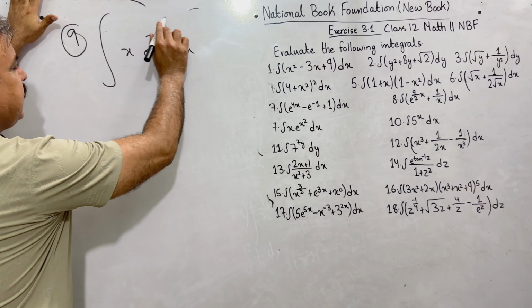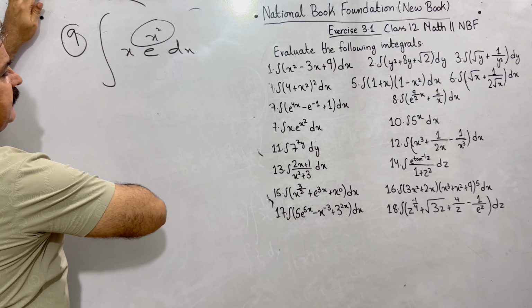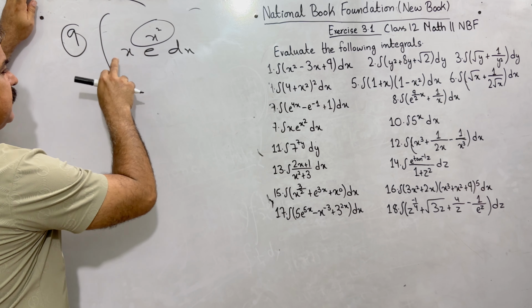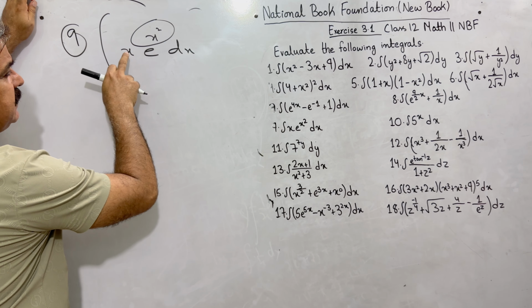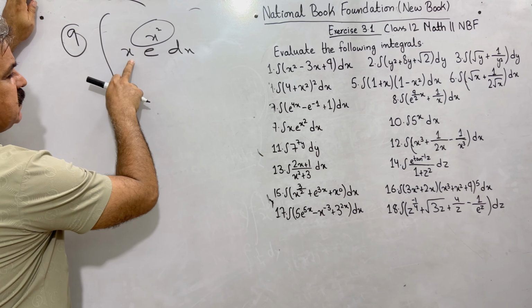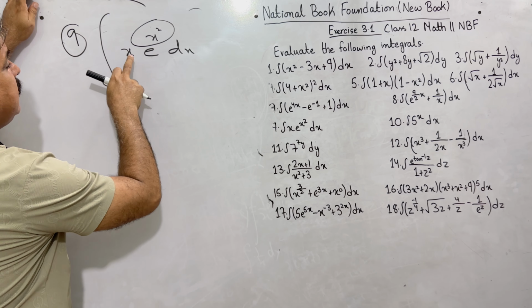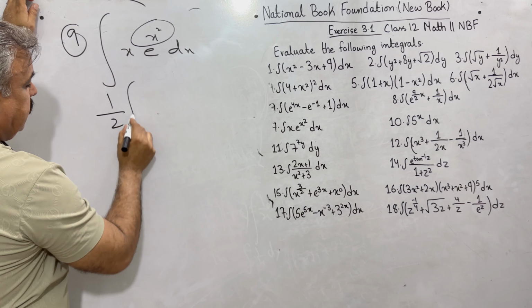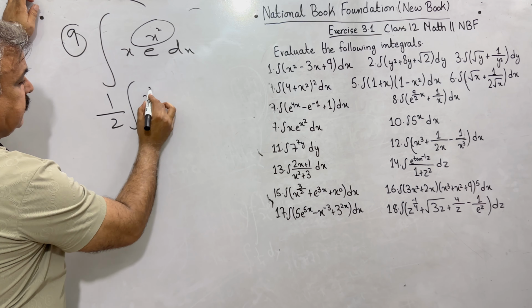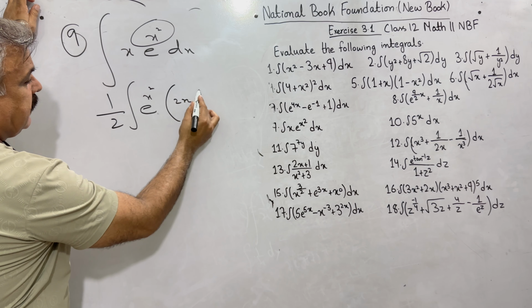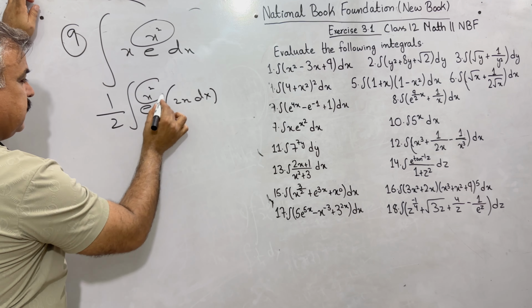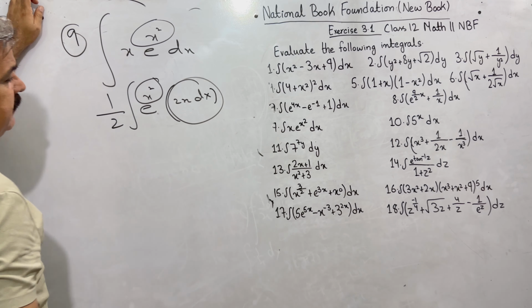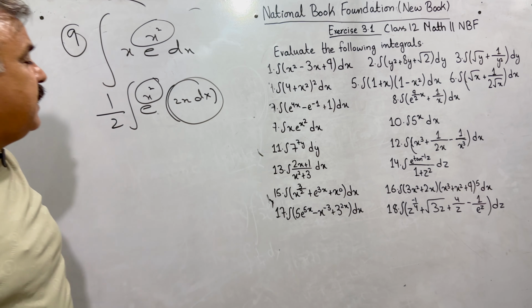Okay, check. If I take x square as the function, its differentiation is 2x. Only 2 is missing. If I write it in that fashion, 1 over 2 e raised x square times 2x dx. Now look at this. This is our function, this is our derivative.